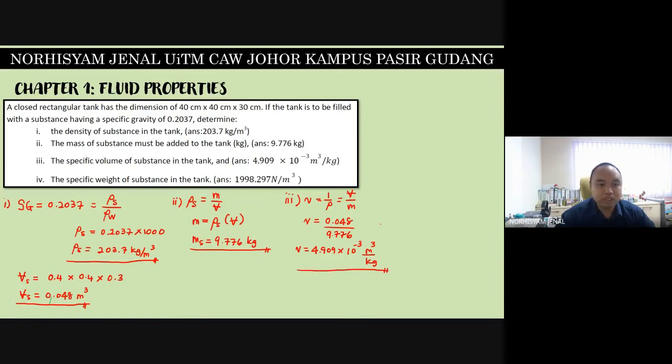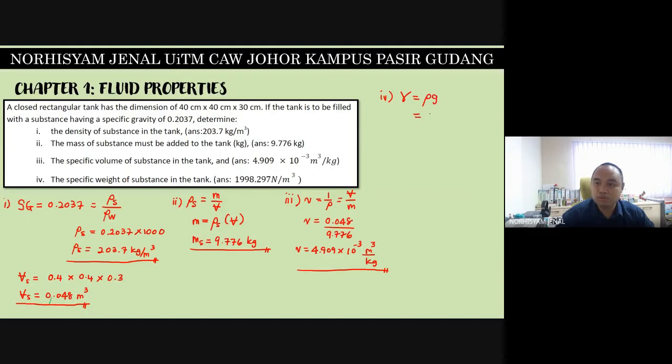Right, and the last one will be the specific weight. So I put number 4 over here. Specific weight, sorry, wrong symbol. All right. Specific weight should be gamma equals to rho times g.